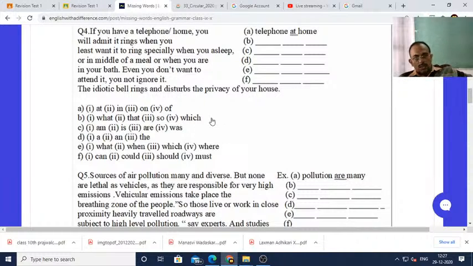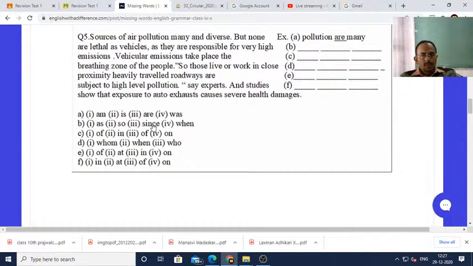Anyway, dear students, let's move on to the next paragraph, that is sources of air pollution. Sources of air pollution are many and diverse. One is given for you as an example. So from number B onwards, you tell me. But none are lethal as vehicles, as they are responsible for very high. Lethal means deadly or dangerous.